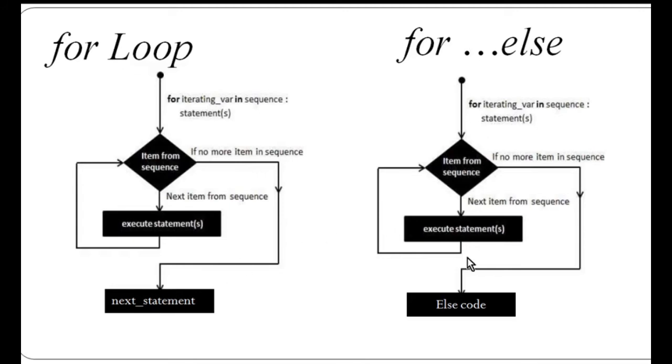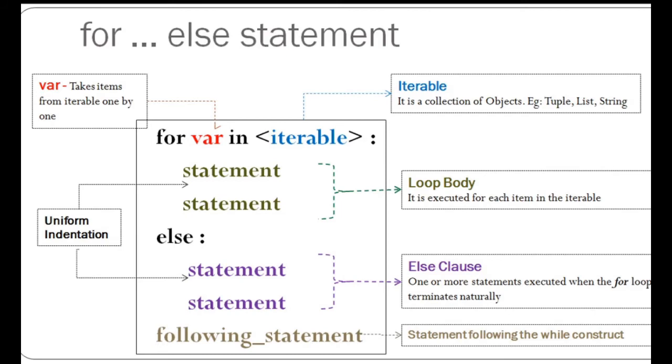Here for is used with the else clause. The same thing: for iterating variable in sequence, statements, then you have an else part here, which is missing in the previous one. So for each item in the sequence, these statements will be executed. Once the sequence gets exhausted, the else code will be executed and then control will go to the next statement. We'll see some examples. This is the syntax: for variable in iterable, a set of statements, else colon, set of statements.